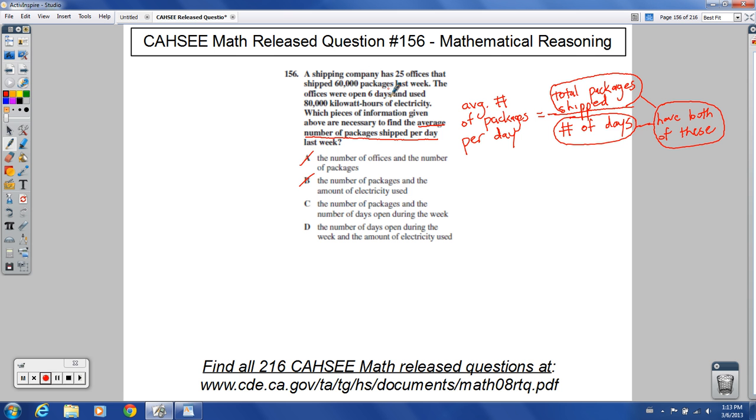Choice C: the number of packages and the number of days open during the week. There we go. We have that information here. That's what we need to figure out the average number of packages per day.